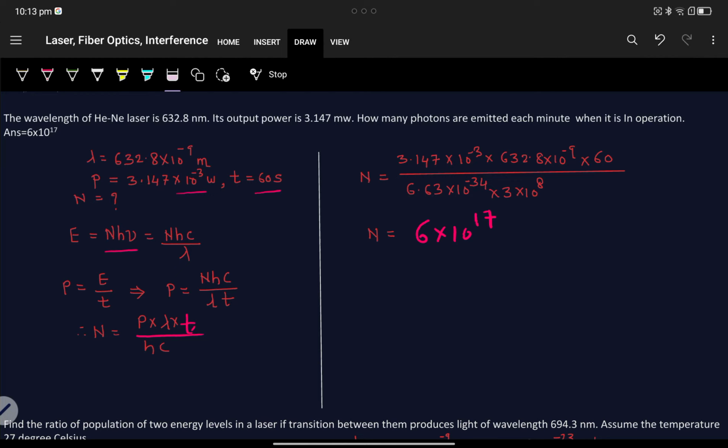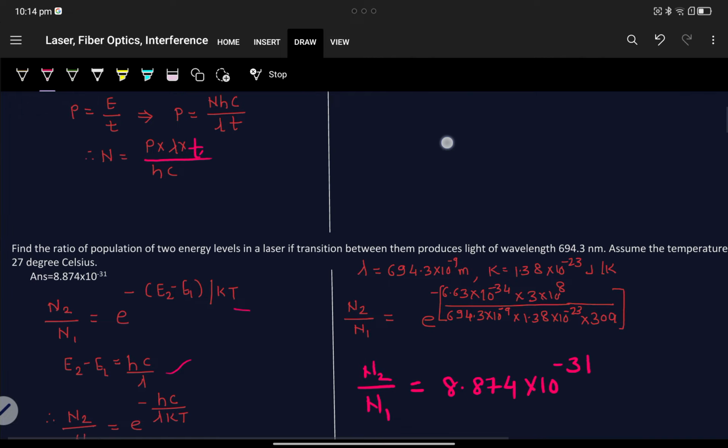So we have given this data. We'll convert all of this into SI units. The formula which we use is, for n number of photons emitted, the energy of those n photons is nh into frequency, which we can convert into wavelength: frequency is equal to c upon lambda. Now when we substitute into this formula, the number of photons comes out to be 6 into 10 to the power 17. Let's move towards the next question.